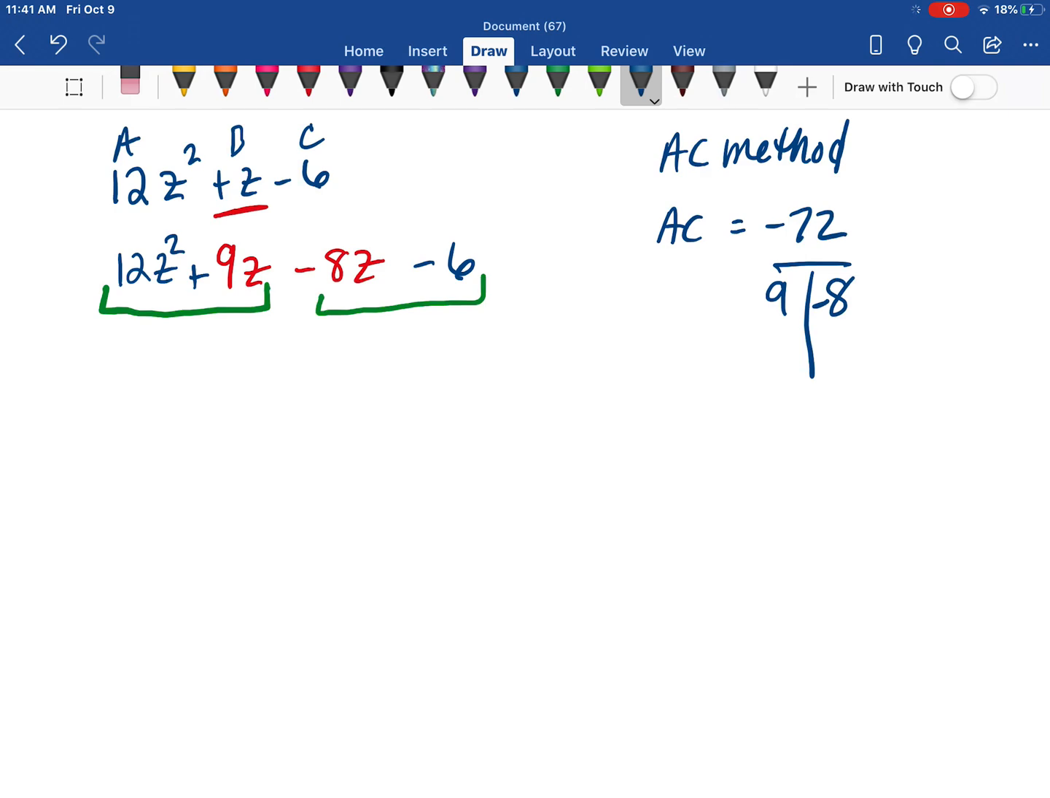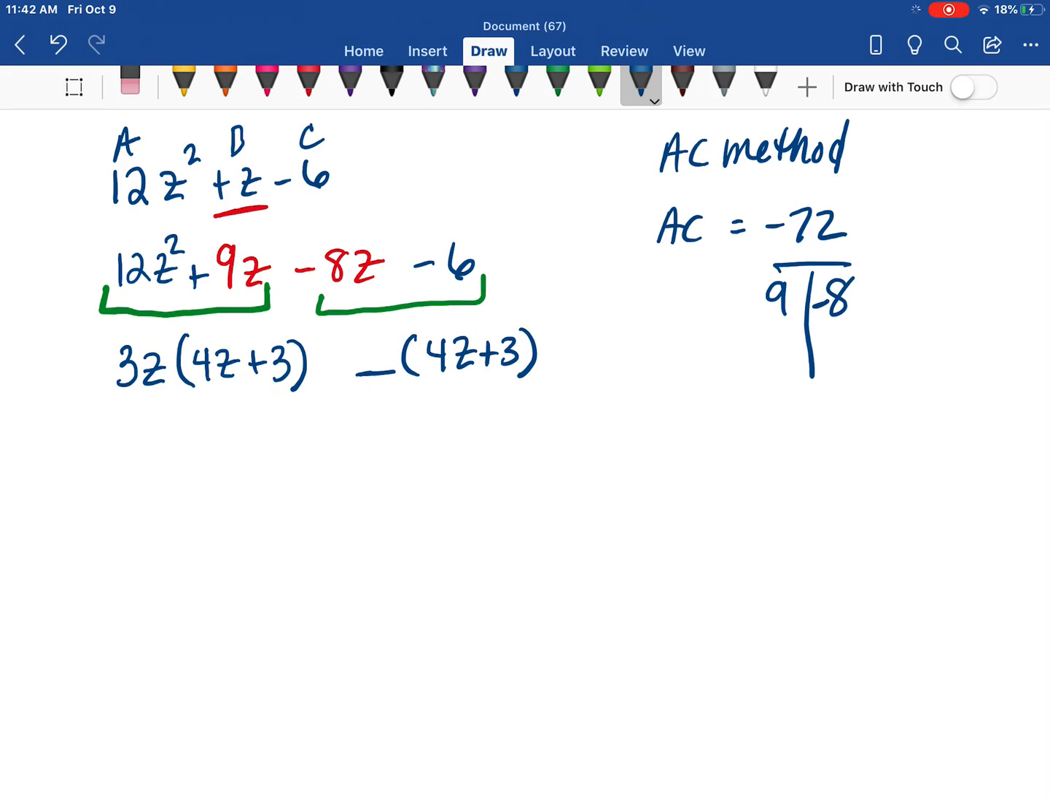So what I need to do now is factor out what's in common from each of these 2 terms separately. So 12z squared plus 9z, both of those have a 3z in common. And what's left over would be a 4z plus 3. Now I want to make sure that I get the same parentheses for the second set of terms.